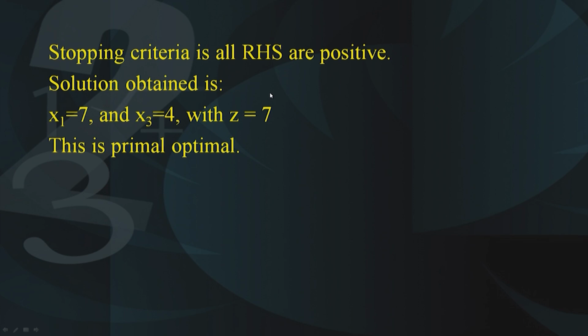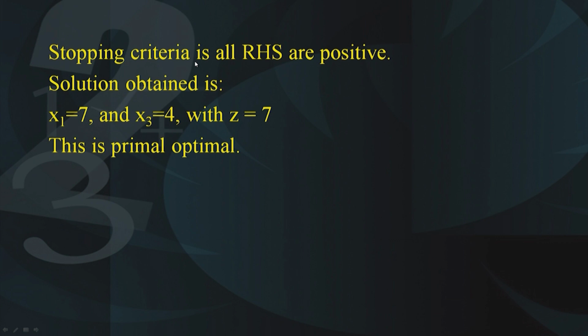Now, the stopping criteria has to be defined for the dual simplex method. And the stopping criteria is that all the right hand sides should be positive. As you know, that is the requirement for feasibility. And since the stopping criteria has been satisfied in the second iteration itself, the solution obtained is x1 equal to 7 and x3 equal to 4, and of course, the objective function value, that is z, is 7. This is the primal optimum. It is feasible as well as optimum.